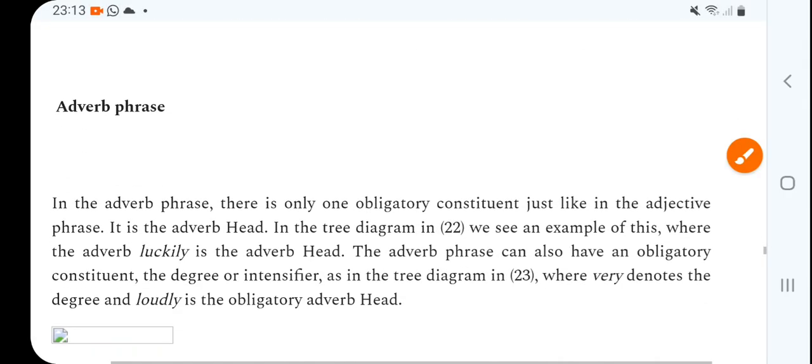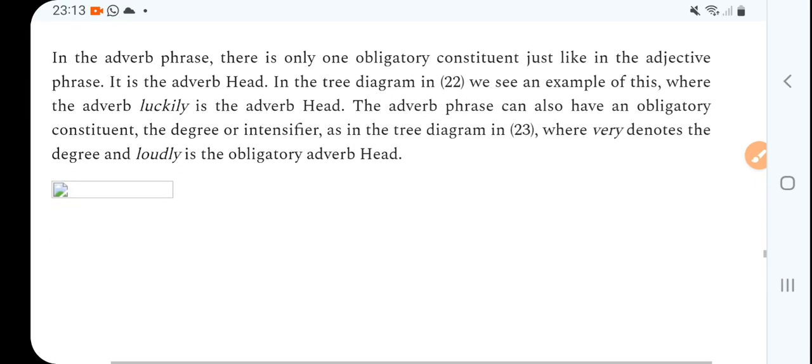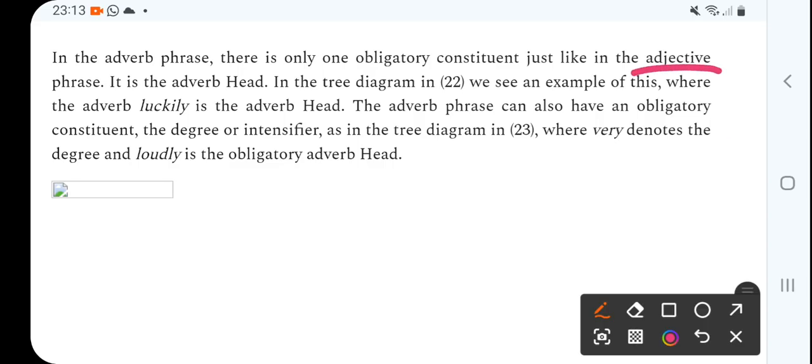Actually the sentence is not being shown. Adverb phrase: there is only an obligatory constituent, just like in the adjective phrase. So in the adverb phrase, the adverb is the only obligatory constituent. It is the adverb head. What is compulsory? The adverb head.